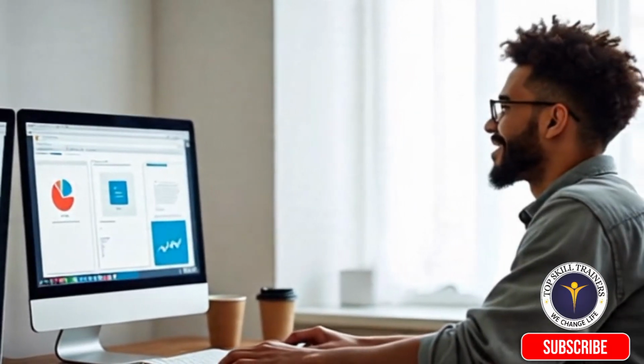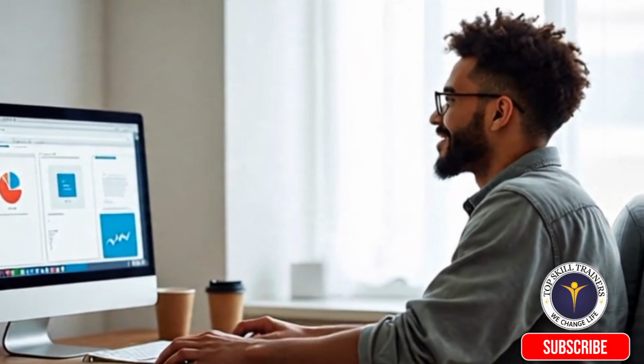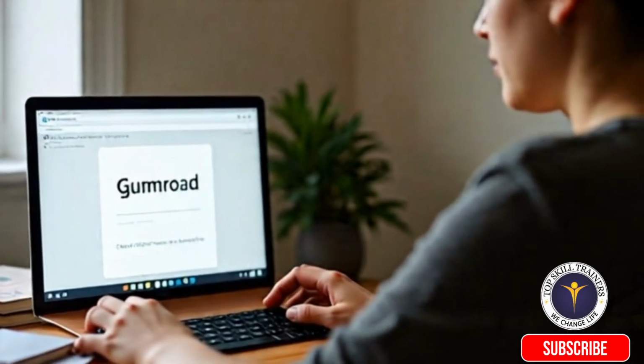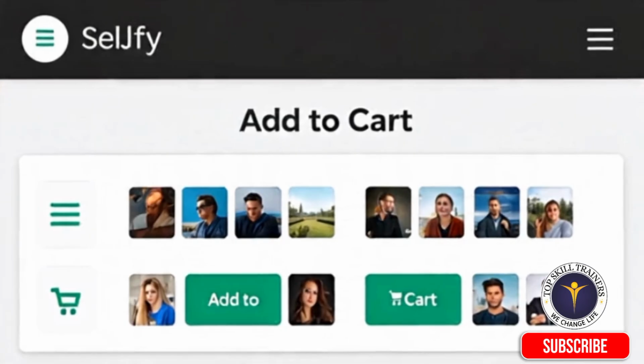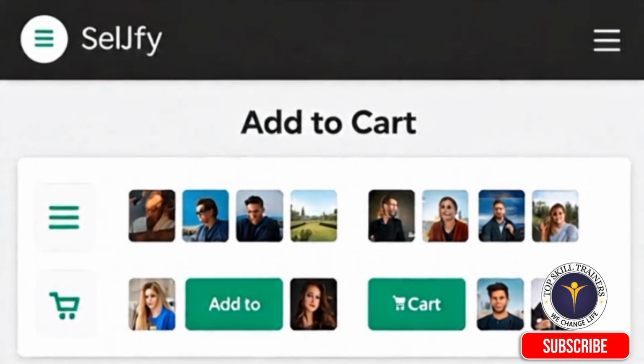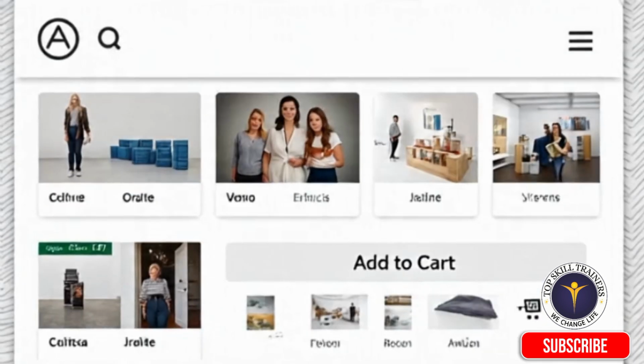Where will you sell your digital product? Popular platforms include Gumroad, Sellfy, Etsy for specific types of digital products, Shopify, or your own website using plugins like WooCommerce or Easy Digital Downloads.